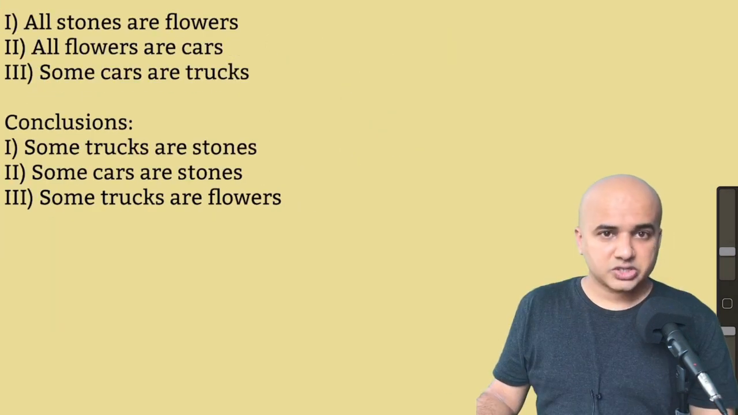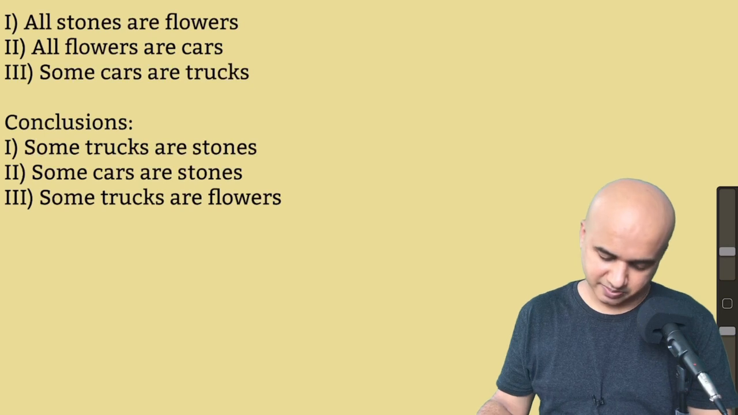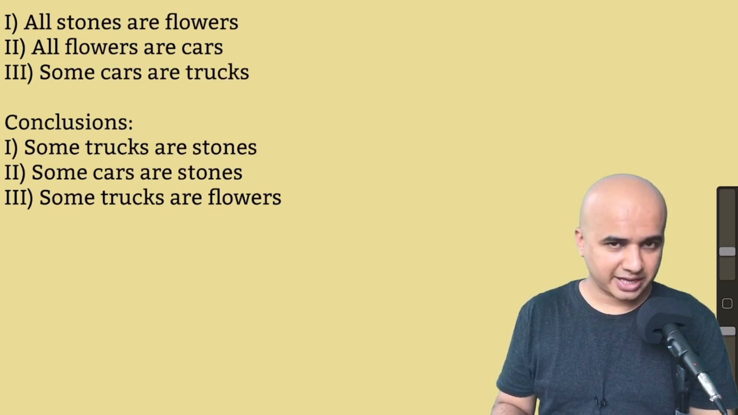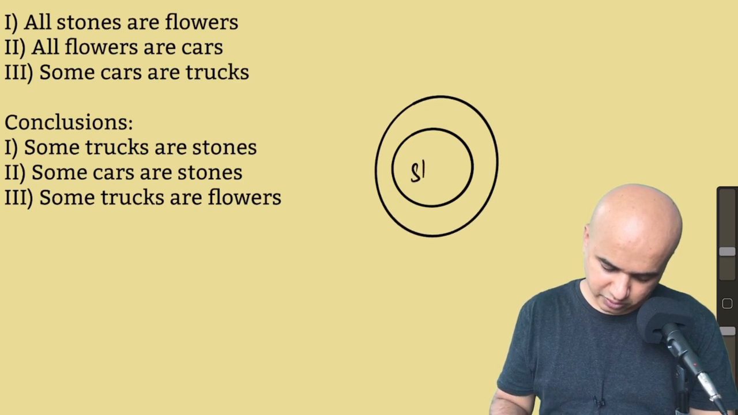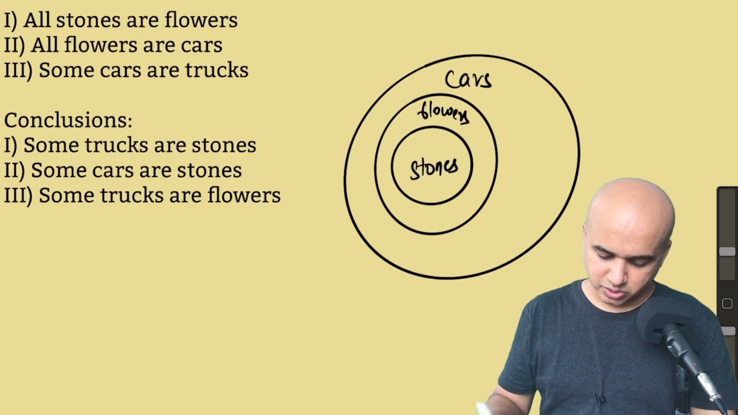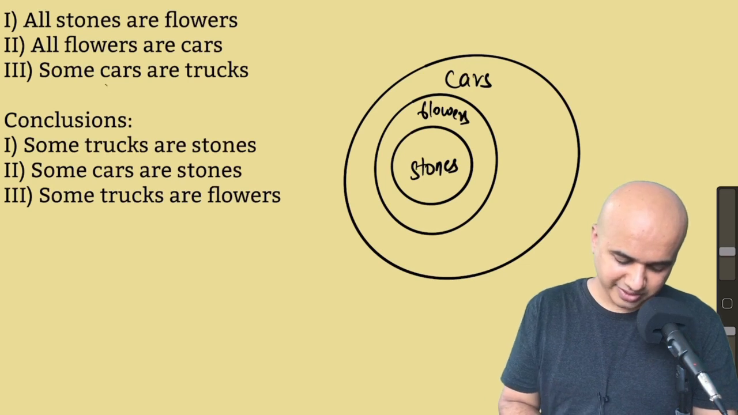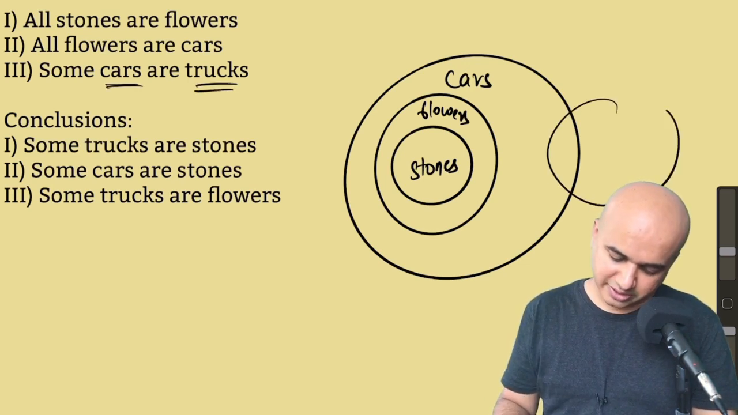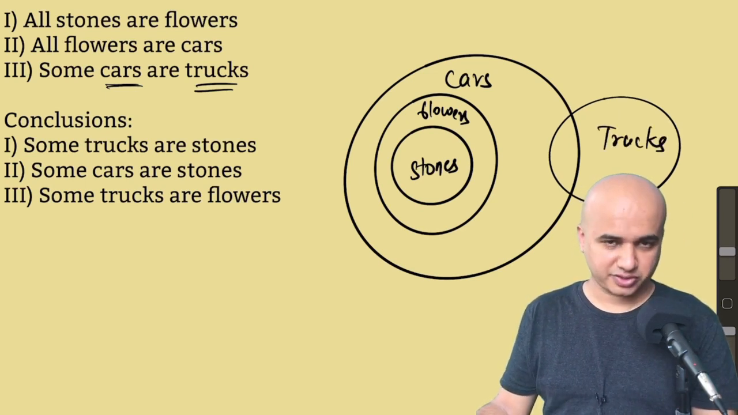Moving on. All stones are flowers. All flowers are cars. Some cars are trucks. First, let me draw the diagrams for all stones and flowers. All stones are flowers. This is stones and this is flowers. Then all flowers are cars. So stones is part of a bigger circle called flowers, and flowers is part of a bigger circle called cars. Now some cars are trucks. So there is only an intersection between cars and trucks. So therefore this would be the ideal diagram for this.